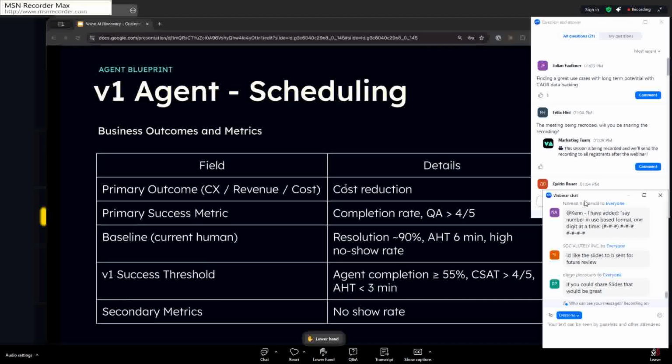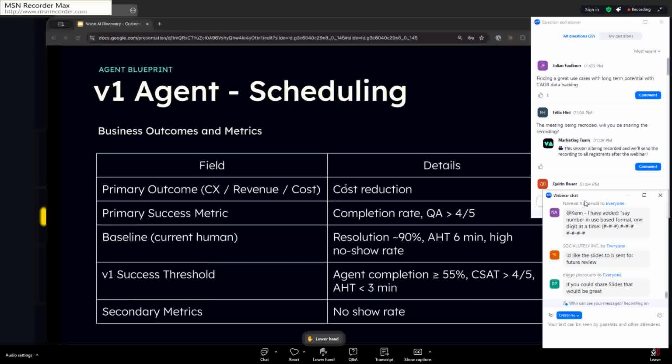If currently human operators resolve, let's say at 90% for this use case specifically, which is appointment booking, and their average handle time is 6 minutes, maybe there's a high no-show rate. Maybe that's sort of like current baseline. Then, very important, you want to define what the V1 agent success threshold is going to be. So let's say you start with agent completion at greater than 55%, with like a CSAT of 4 out of 5, but maybe your average handle time is less than 3 minutes. So in and out, very quick.